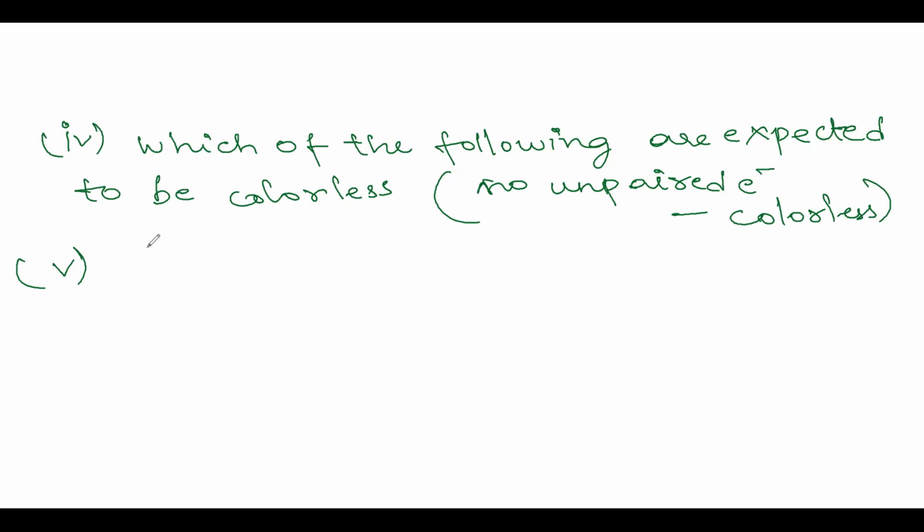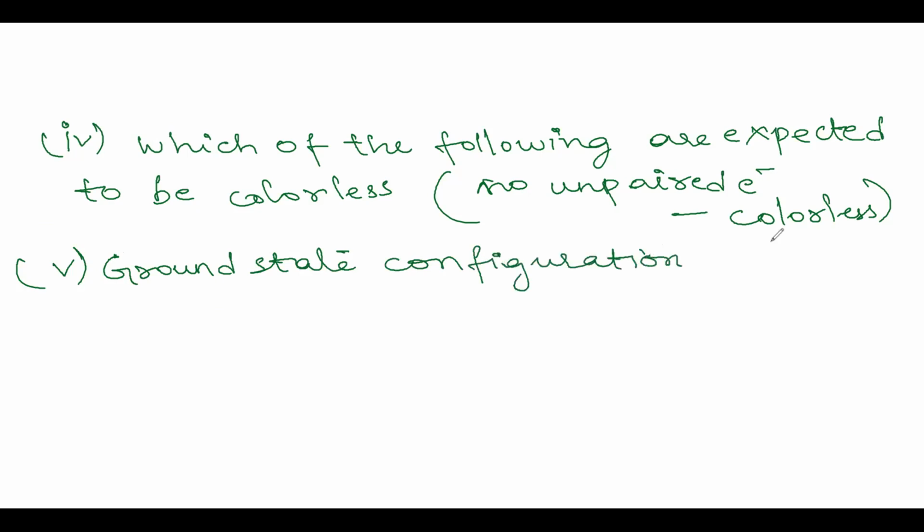And the last question: which of the following is the stable ground state electronic configuration? Ground state configuration of atoms or ions, they'll ask. Ground state configuration of chromium, copper, etc. Ions also they'll ask. Ions means either by losing electron or by gaining electron.